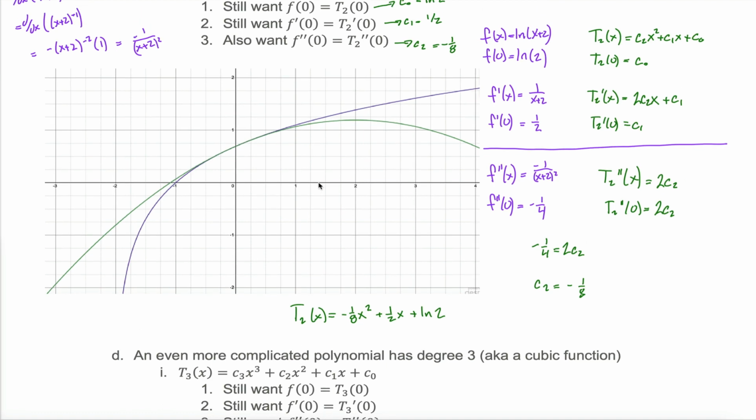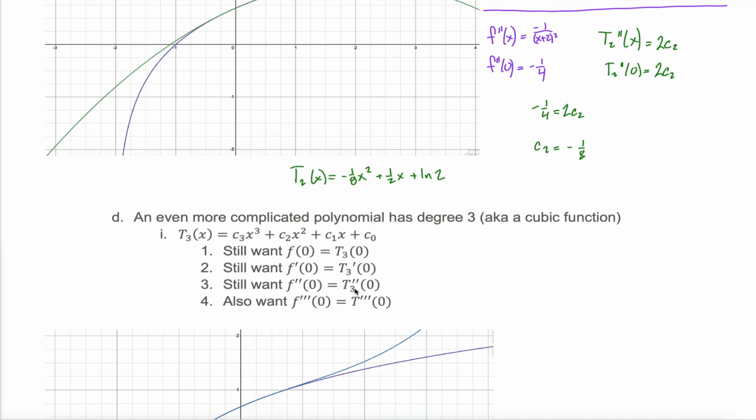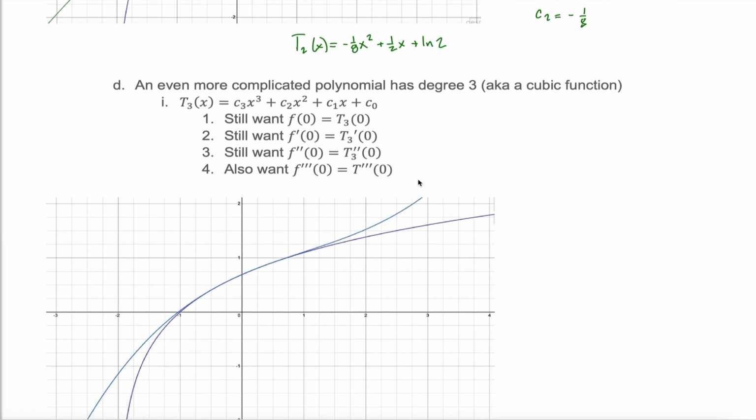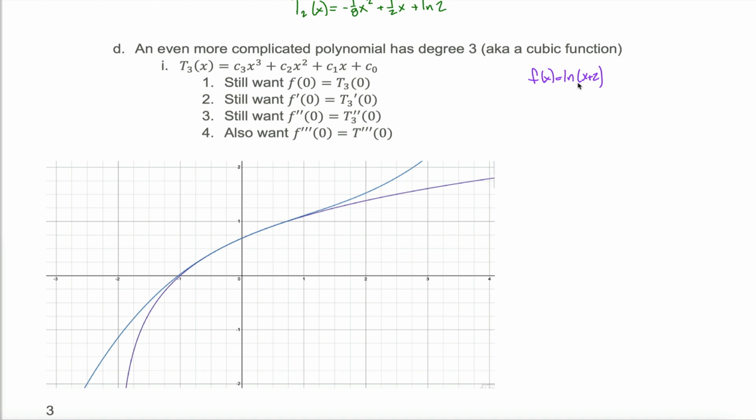And this idea that I loosely talked about up here as the curve was really making sure they have the same concavity. To make sure they have the same concavity, I want the second derivative of the function at 0 to be the same as the second derivative of the polynomial at 0. But if I have a third degree polynomial here, I can do even better. I can make the third derivative of the function at 0 the same as the third derivative of the polynomial at 0. My function f of x is still the natural log of x plus 2.